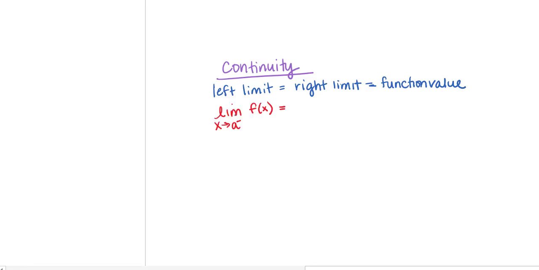So here's my limit notation from the left. The limit of any function, f of x, as x is approaching some a value, but again from the left, there's that negative there. It's going to equal the right limit. So here's my right-hand limit, limit of f of x as x approaches a from the right. And then that will equal the function's value. So the limit of f of x as x approaches a should be equal to the f of a value, or the output at that a value. So it's a 3-part definition.